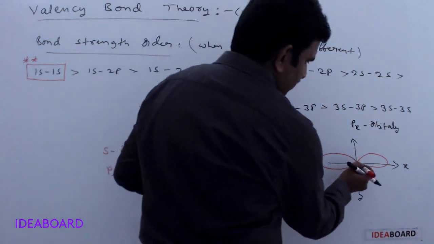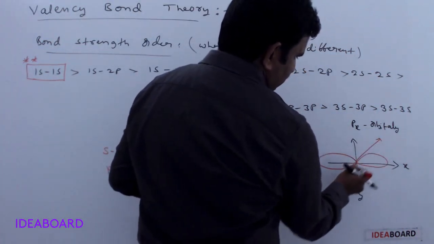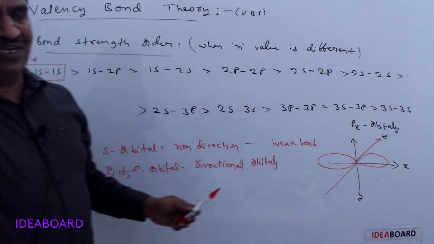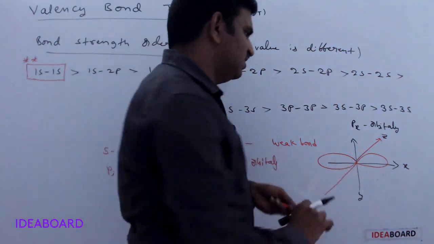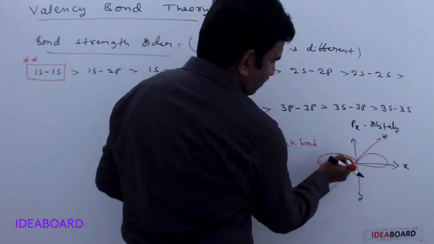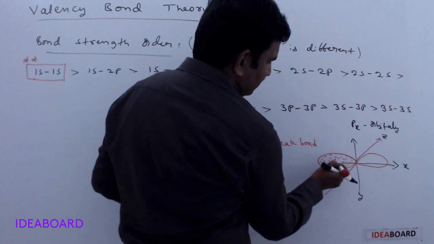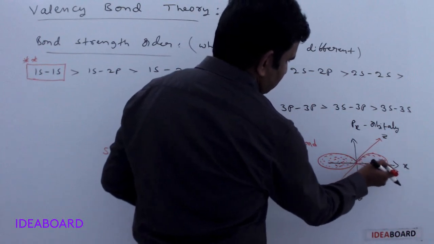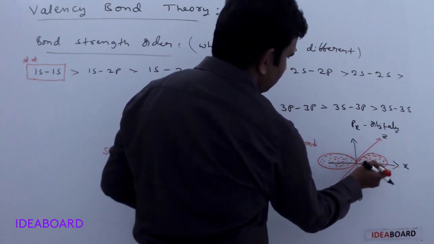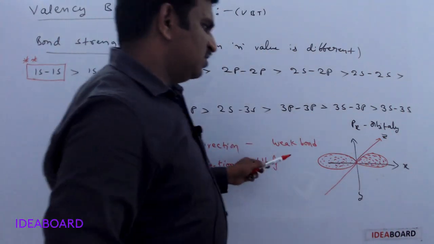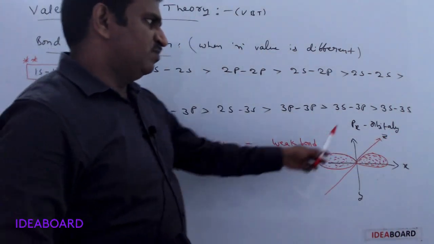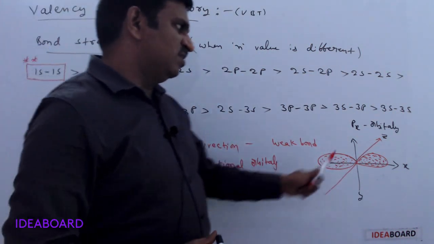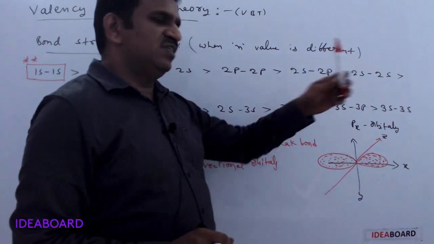We can't get lobes in the z-axis direction. Suppose this is the z-axis. In the z-axis direction or y-axis direction, we can't get the electron density. All the electron density is present along the x-axis only. So this is called a px orbital. This is the electron density present, like an electron dot structure, in the x-axis direction. Similarly, py orbital means the electron density is present in the y-axis direction only. Similarly, pz orbital means electron density is present in the z-axis only.